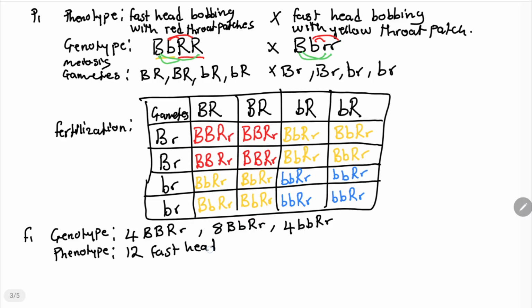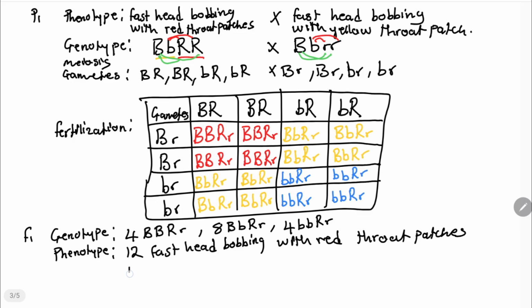12 fast head bobbing with red throat patches. Okay, so it is 12 fast head bobbing with red throat patches, right? It is this 12. What about the remaining 4? The remaining 4 have got small letter b, so this is slow head bobbing. But because they've got a capital letter R here, they've got red throat patches. So they are only different to these 12 because they've got slow head bobbing, right?